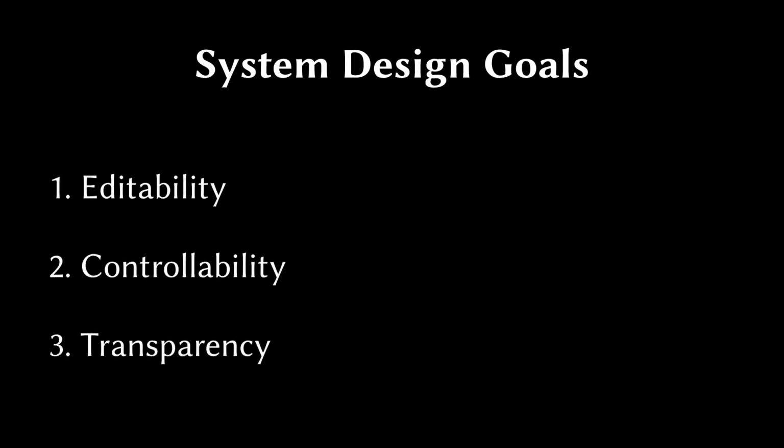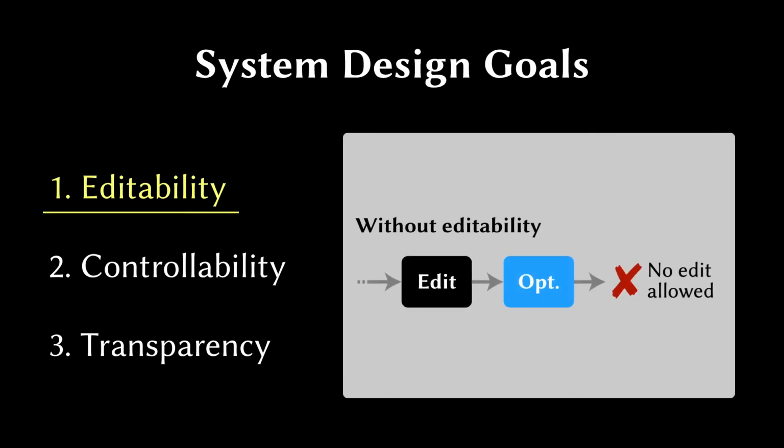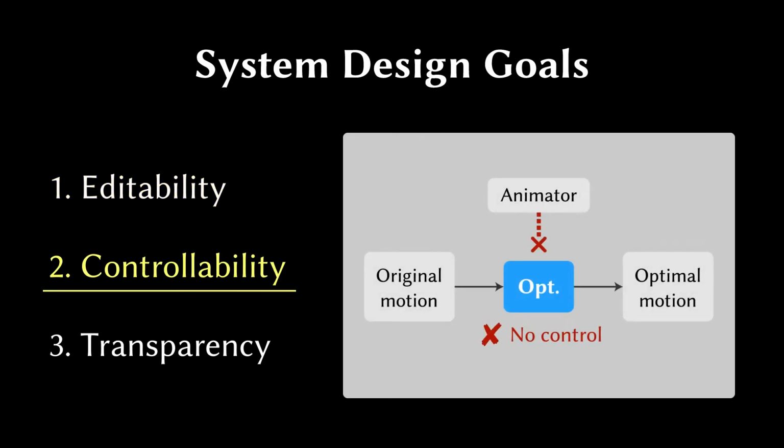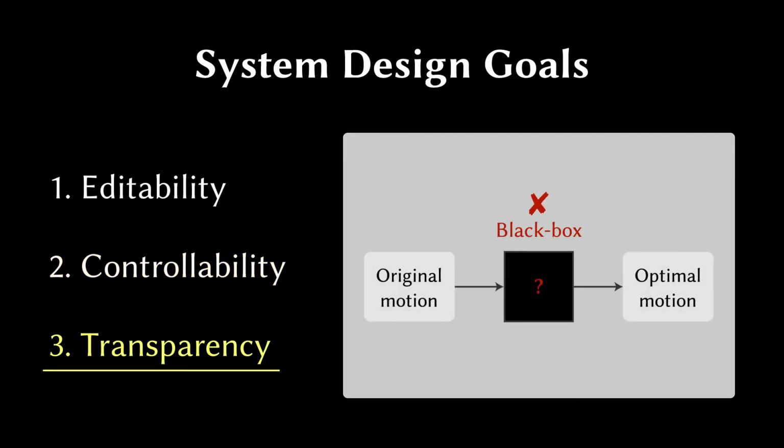To enable animators to effectively use optimization, we set three design goals. The first goal is editability. Even after optimization, animators should be able to edit the motion for further refinement. The second goal is controllability. Animators should be able to control the behavior of optimization as flexibly as possible. The third goal is transparency. The process of optimization should not be black box, but should be transparent.